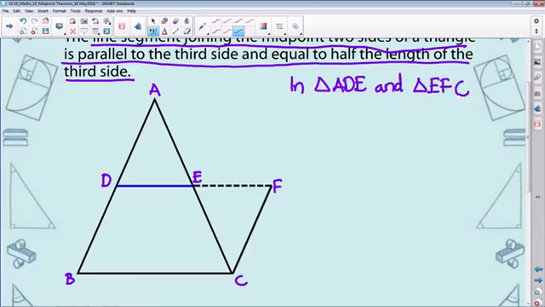And the reason I'm going to do that is because I have been told that that is equal to that, and that is equal to that. Okay, so I had already been told that, but I need to prove that this triangle over here is congruent to that triangle over there. Because if I can prove that they are congruent, then I might be able to find out what that value is and that value is.